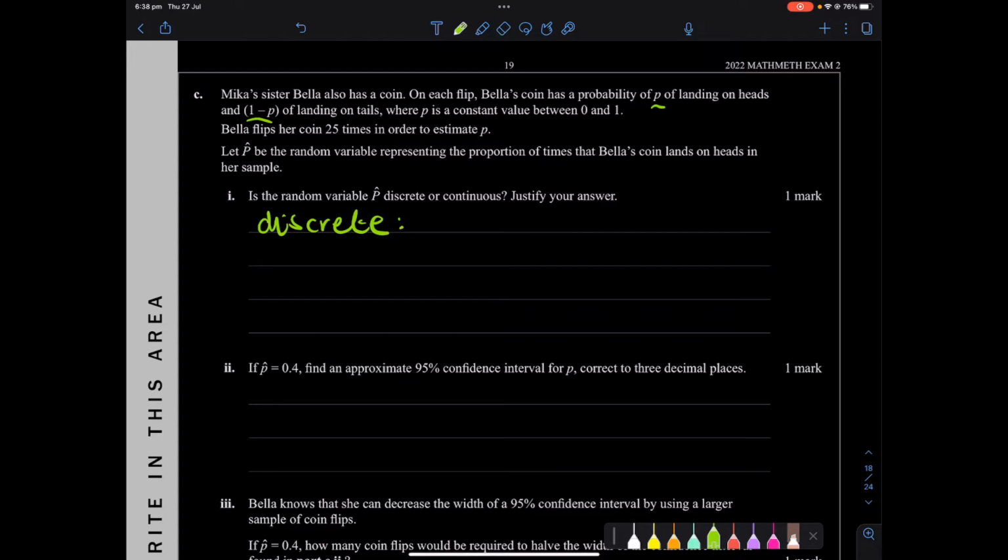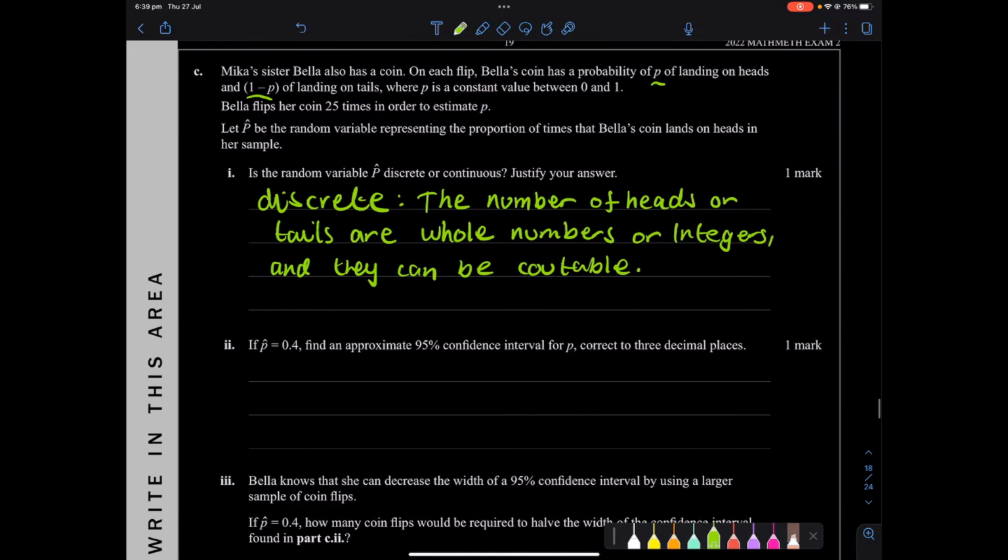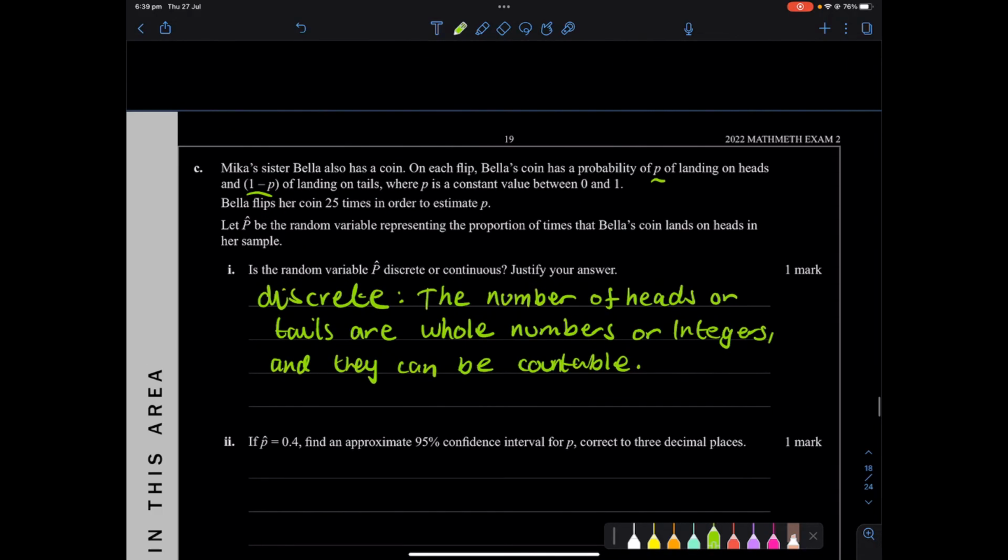To justify it, we can say that the number of heads or tails are integers. They are whole numbers, and they are countable. Okay, countable. That should give you 1 mark.